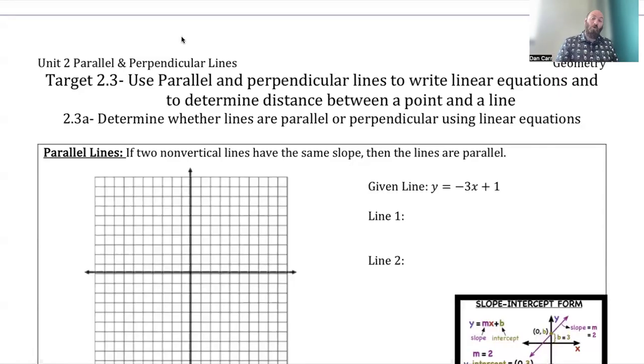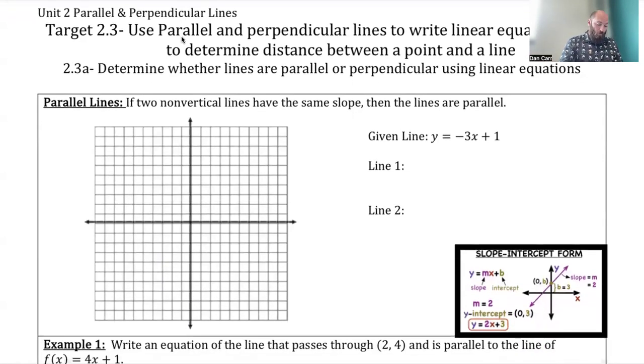Today we're going to be looking at 2.3a. We're looking at equations of parallel lines here. So let's first talk about what makes lines parallel. If two non-vertical lines have the same slope, then the lines are parallel to each other. Here's my given line, y equals negative 3x plus 1.